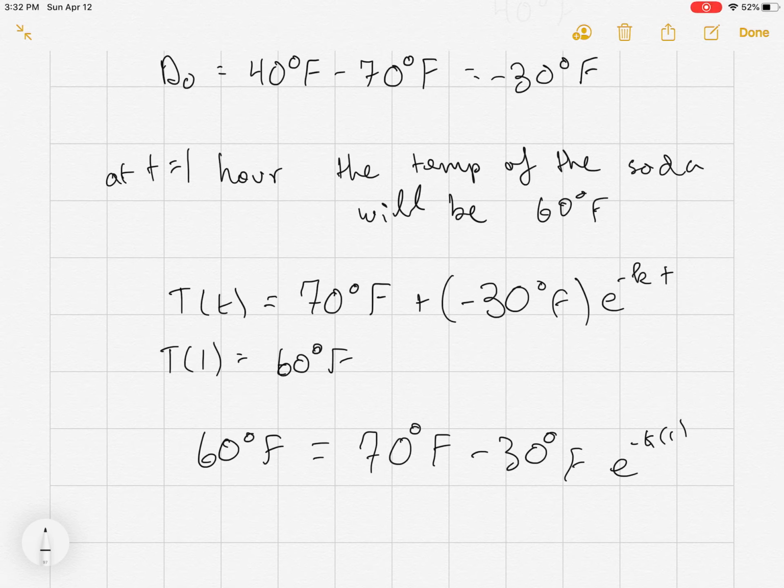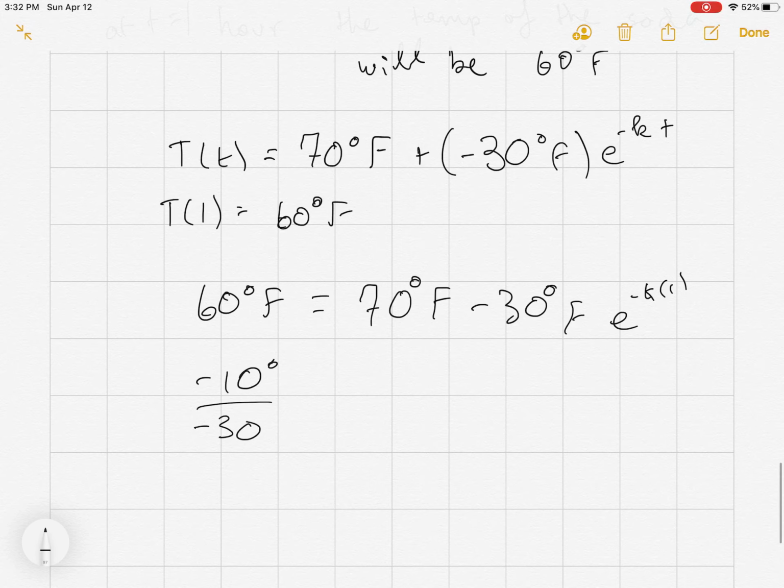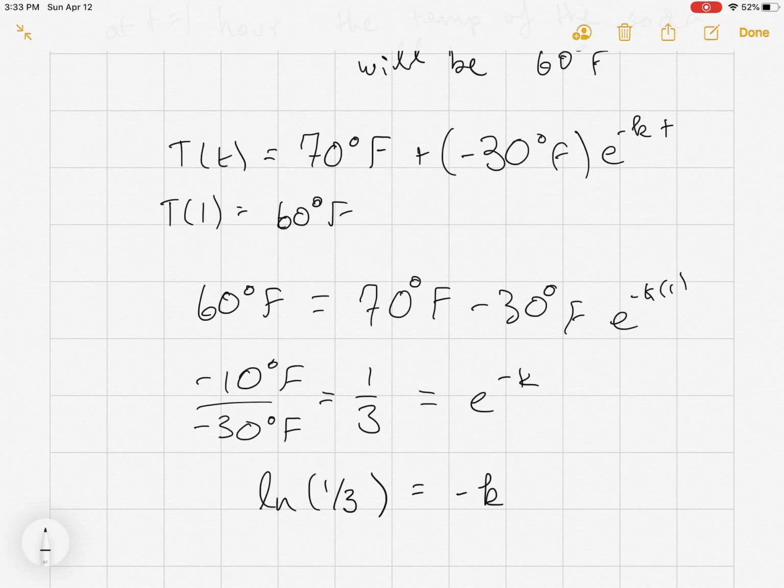So we subtract the 70 degrees from both sides to get a negative 10, and then we can divide both sides by the negative 30, which is going to just be our 1/3, and that is going to be equal to e to the negative k, right? We want to take the natural log of both sides of this equation, so we're going to get the natural log of 1/3, and that's going to be equal to our negative k constant, right?